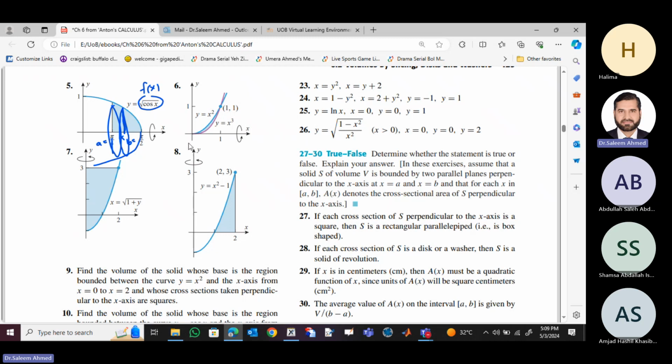Similarly, if they give you a rotation about the y-axis, let's say problem number 7.